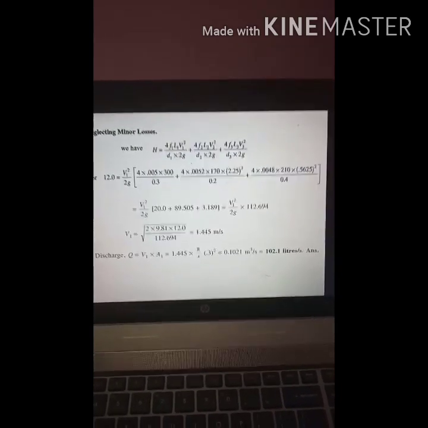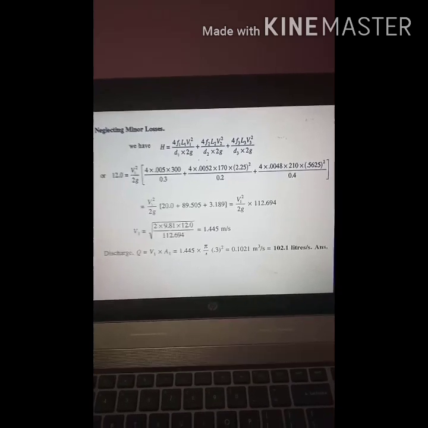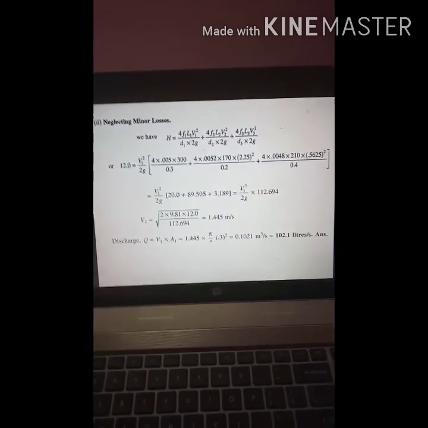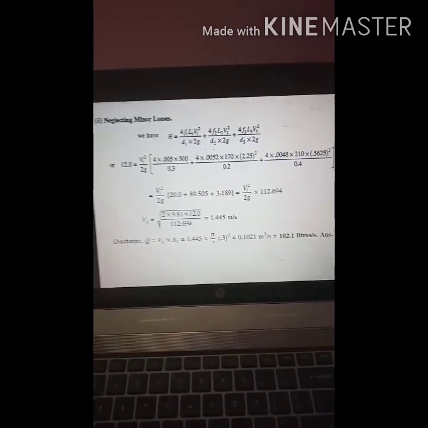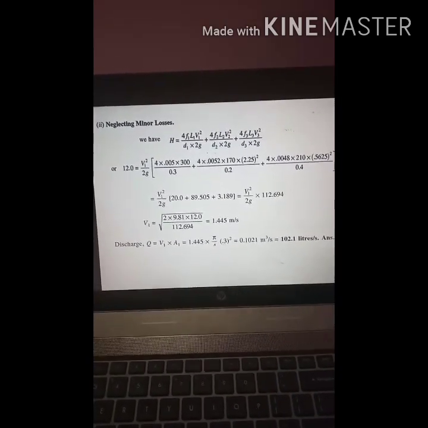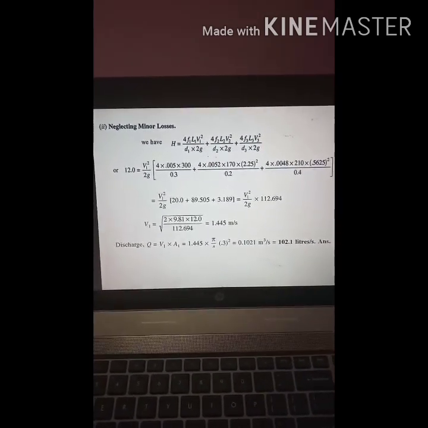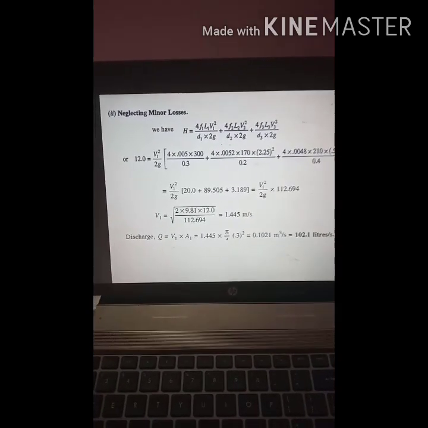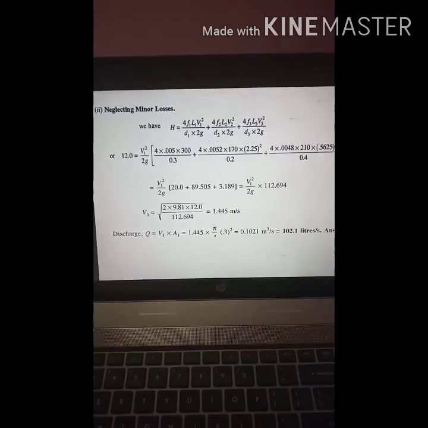And if you put the values of V1, V2, V3, which you have already calculated from the given expressions, you will get the value of v1, and v1 is coming in this case as 1.445 meters per second. And again from v1 you will calculate discharge q as area into velocity, and that is coming as 0.1021 meter cube per second, or 102.1 liter per second. So this was the numerical on pipes in series.